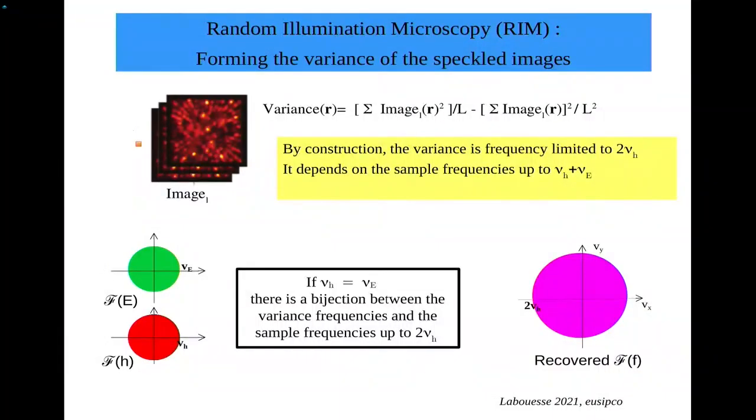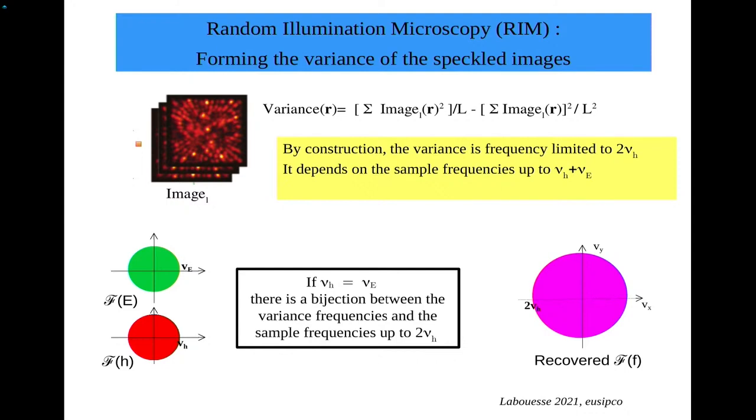But you know that each speckled image depends on the spatial frequency of the object up to nu h plus nu e. You remember? This comes from the beginning. So would it be possible that from this Fourier support of 2 nu h, we are able to recover the spatial frequencies of the sample up to nu h plus nu e? The answer? Yes, only if nu h is equal to nu e.